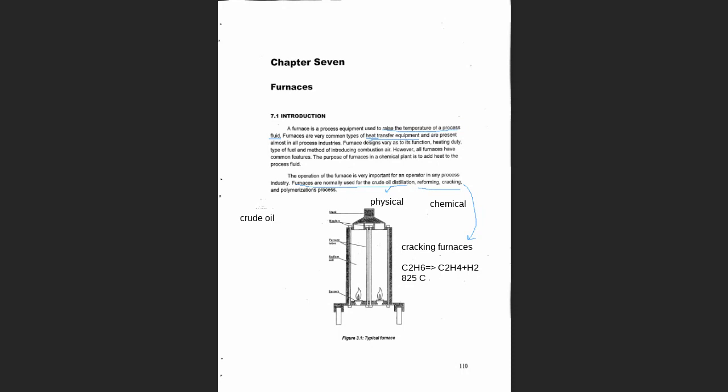But when it comes to reforming or cracking and polymerization processes, usually the furnaces designed here operate at high temperature. Those temperatures might be exceeding 750 degrees Celsius.